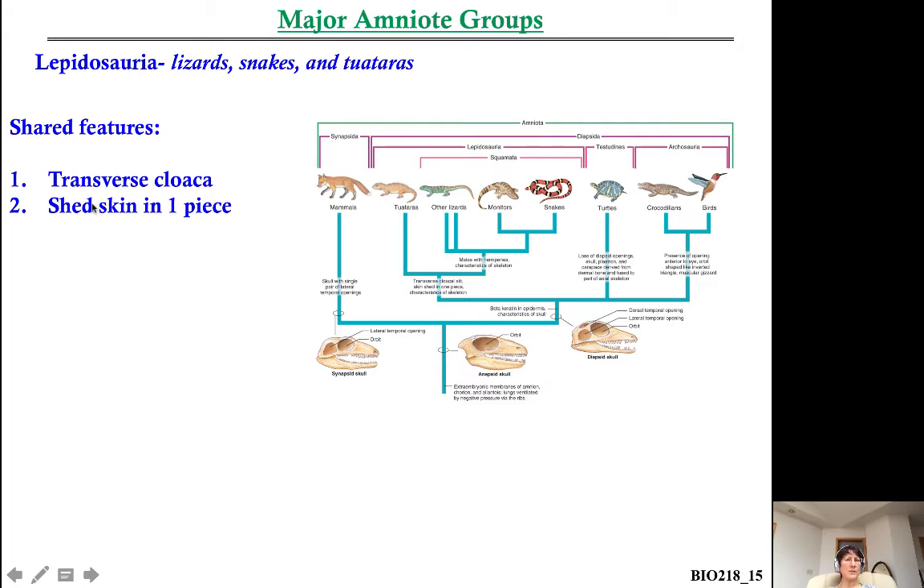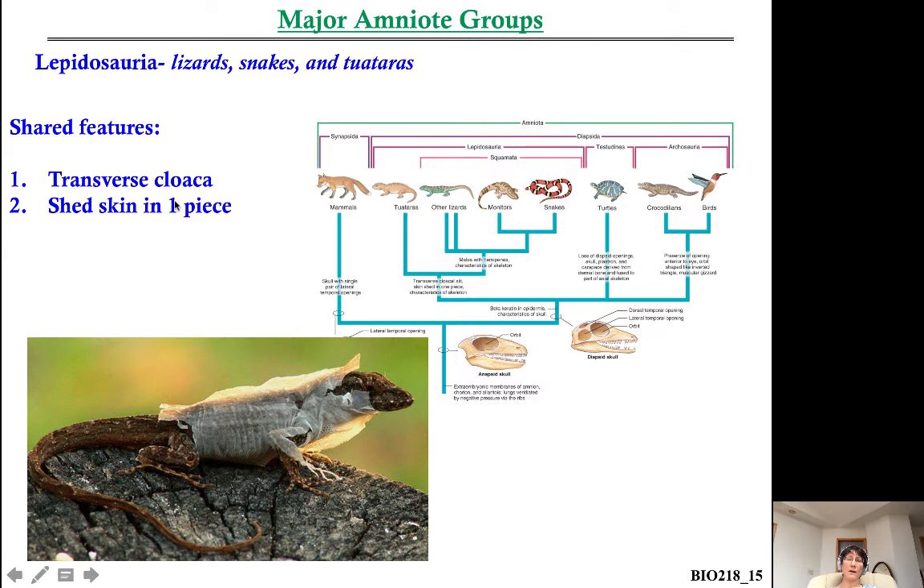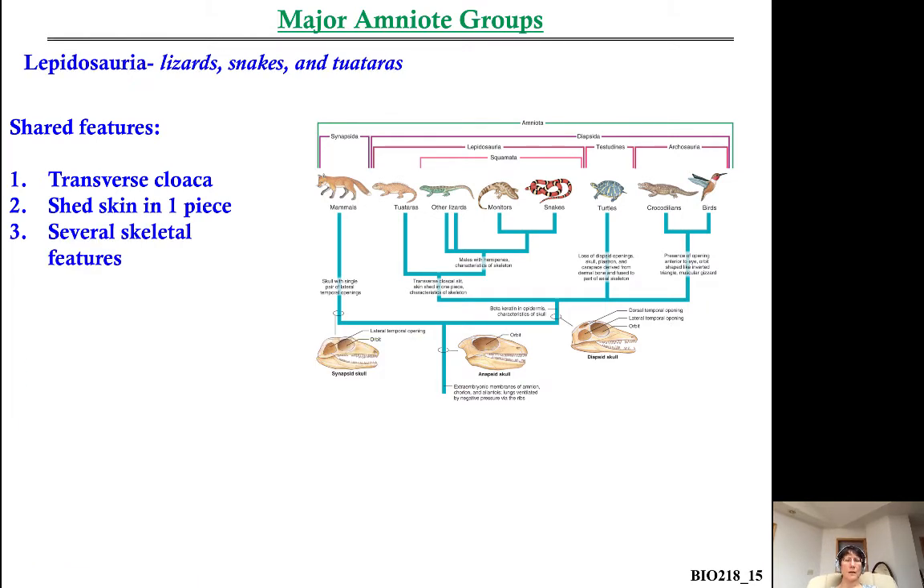Another feature that they share is that they shed their skin all in one piece, or all at one time anyway. So it looks like it's coming off in patches in this anole lizard, but what's happening is they do shed it all at the same time. It just may break off in pieces as it's coming off the body. Now there are a number of skeletal features that they share in common, but compared to your education at this point, they're a little bit esoteric, so we're not going to go over them. Just suffice it to say that there are several skeletal features that also unite them as a group.